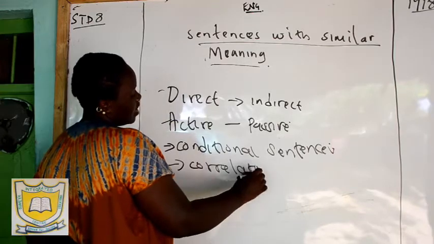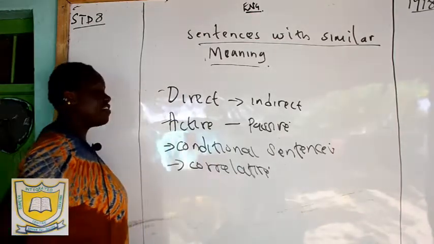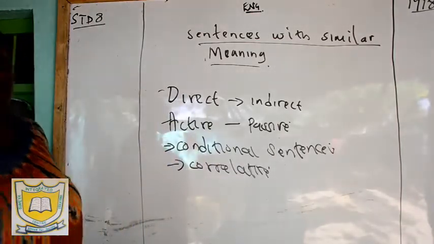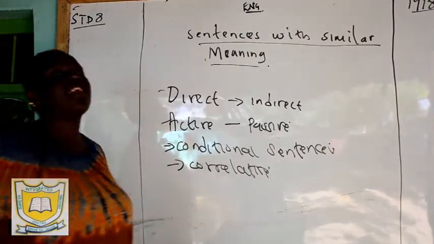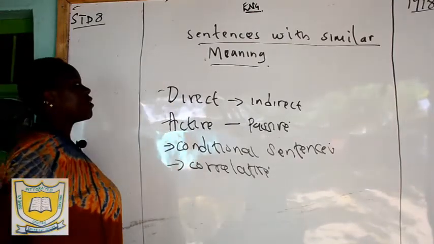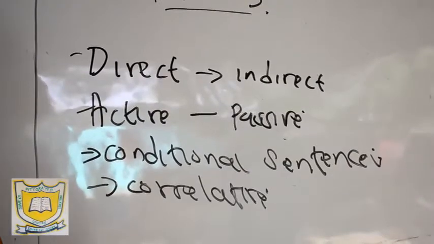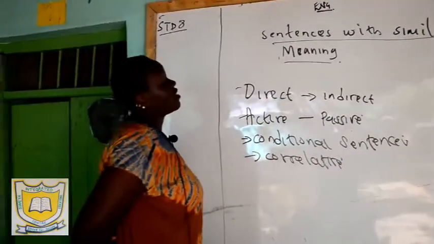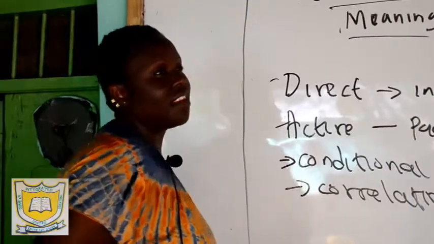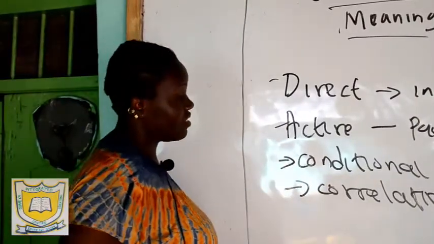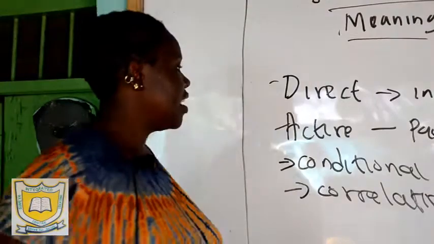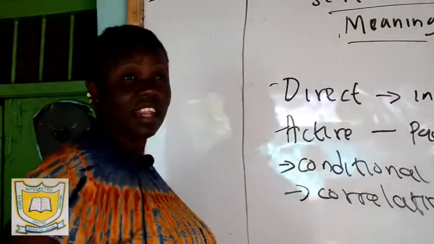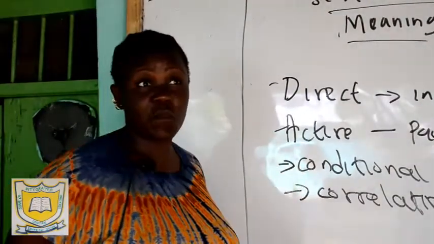Now, I said if you check your KCPE boosters, and check question 16 to question 25 of each KCPE, there is a high possibility that every KCPE has a question which wants the learner to give a sentence that means the same, and that sentence can either be direct and indirect speech, active and passive voice, conditional sentences, or correlatives, and sometimes even quantifiers.